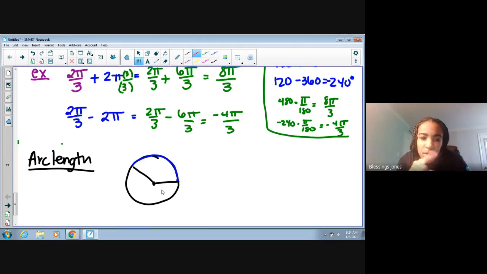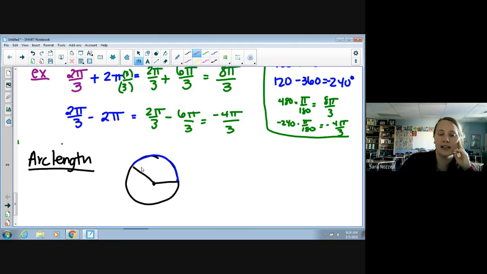How would you know if it wasn't the other side? They're going to label it. They'll have it shaded in here or this angle measured. They'll specify which one it is. Yeah, it would be like this. They'll have it drawn that way.